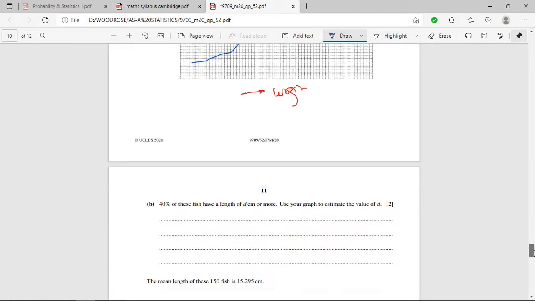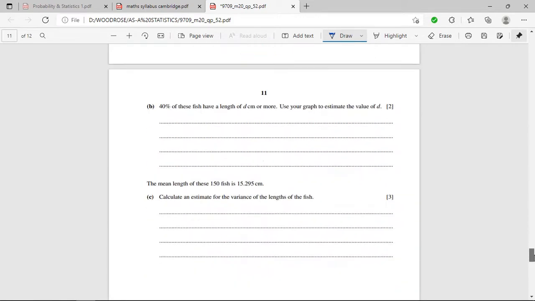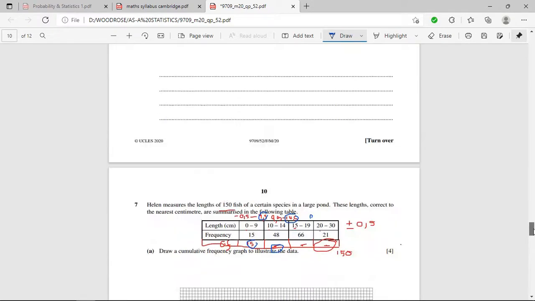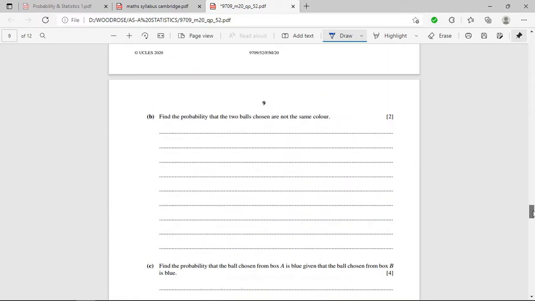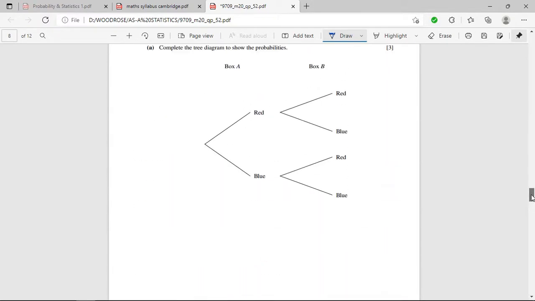So you can read B, you can attempt B. Can you do B and C? I have given you the hint to attempt number 7. Let's move on to number 6.